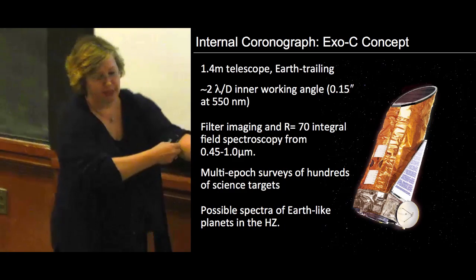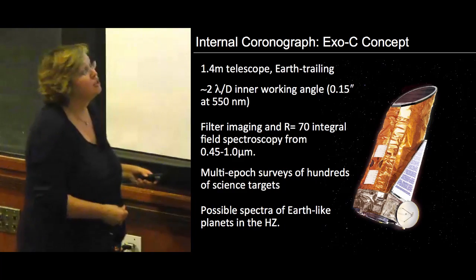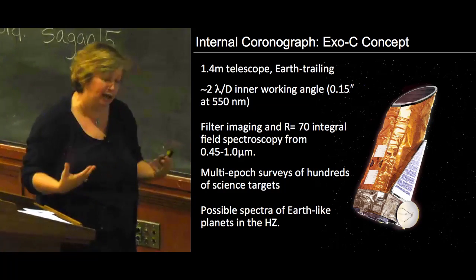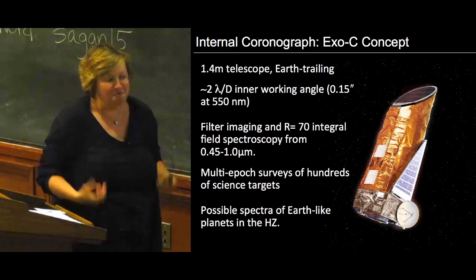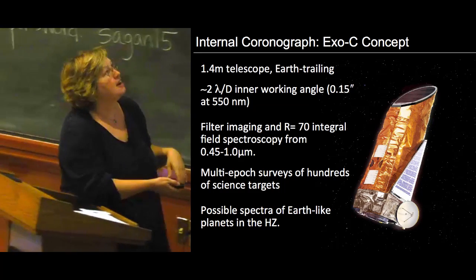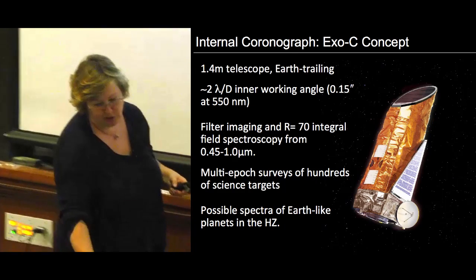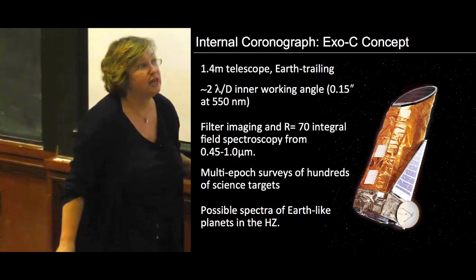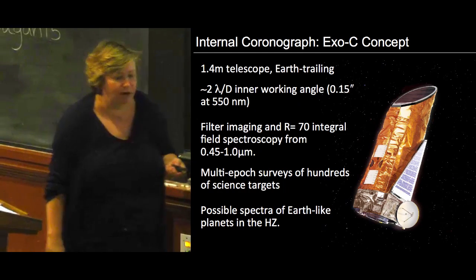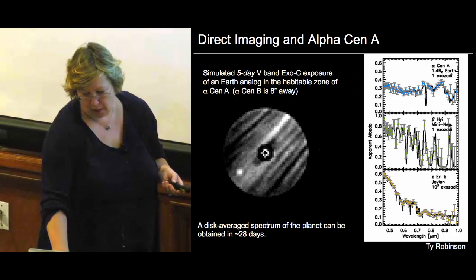So I'm going to talk briefly about examples of the sorts of things we might try and observe with these types of missions. EXOC I'm talking about, not because I think it's absolutely the best, although actually I do, but because I was on the mission's Science and Technology Definition Team, so this is the one I know best. We brought it down to a 1.4 meter telescope with an internal coronagraph. We hope to be able to do filter imaging and R equals 70 spectroscopy over 0.5 to 1 microns. And so we're going to look at what sort of science we could potentially do with that.